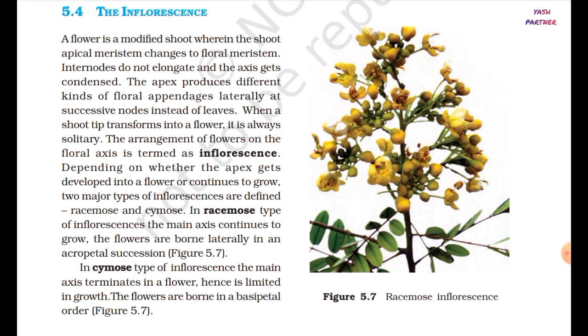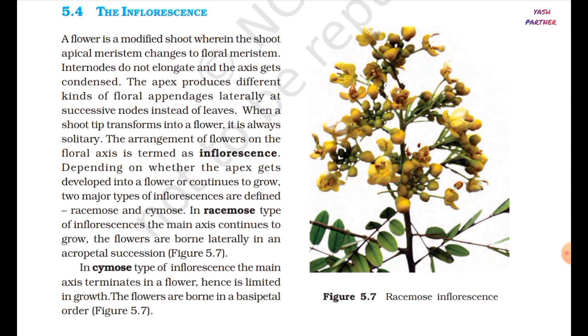A flower is a modified shoot wherein the shoot apical meristem changes to floral meristem. Internodes do not elongate and the axis gets condensed. The apex produces different kinds of floral appendages laterally at successive nodes instead of leaves. When a shoot tip transforms into a flower, it is always solitary. The arrangement of flowers on the floral axis is termed as inflorescence.